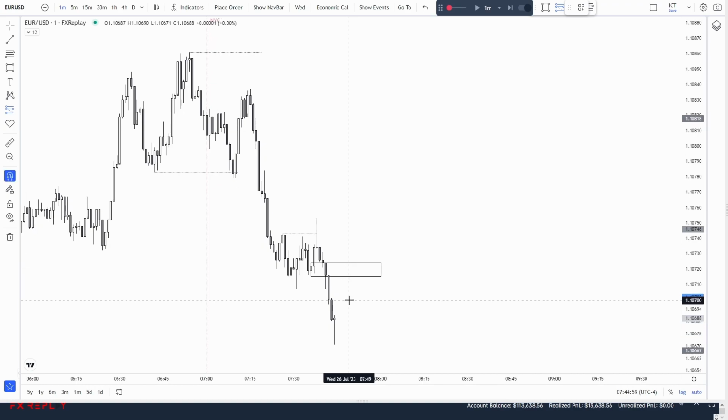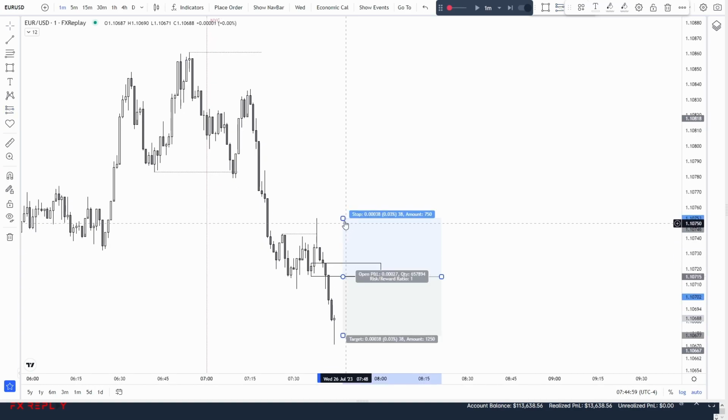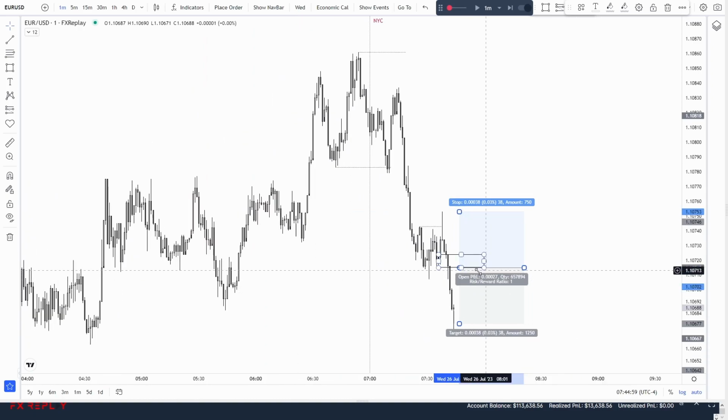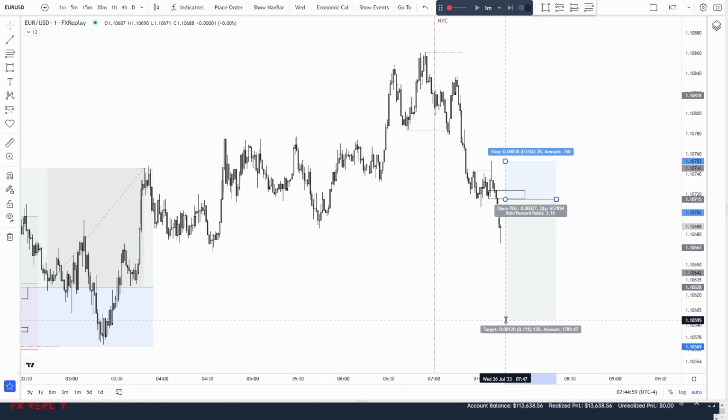I'm going to wait for price to display lower. That's perfect. Now I'm going to place this order right here on the breaker block. And I'm going to be targeting the nearest low that's around 2R, which is going to be this one right here.